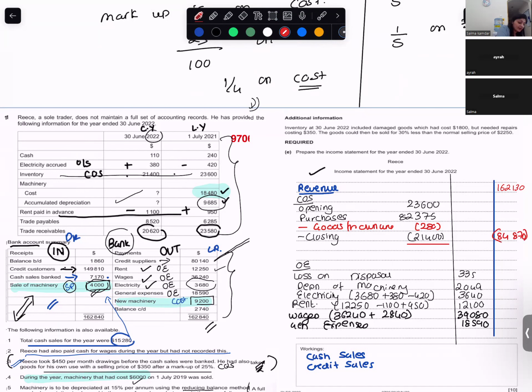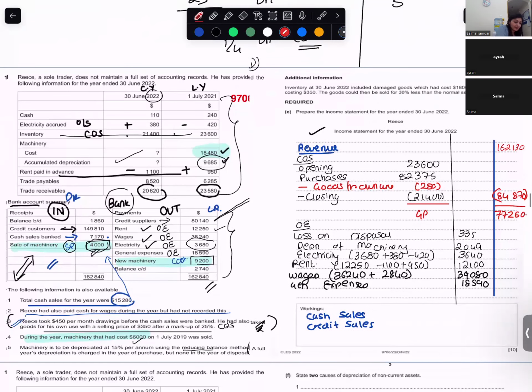84,870. So sales minus cost of sales is 77,260. This is gross profit. There is no other income. The total of your expenses is 75,794. So you have profit for the year 1,466. Please check the totals before proceeding with anything.